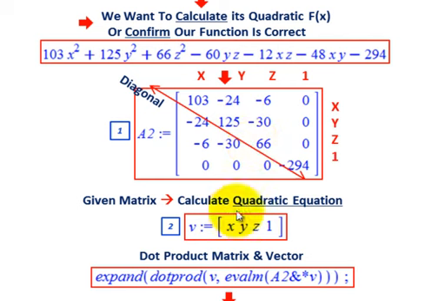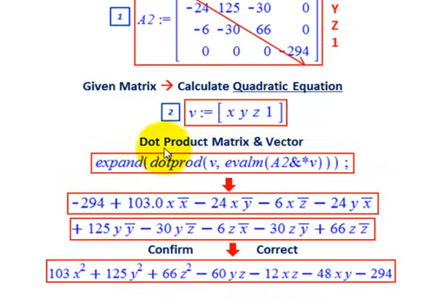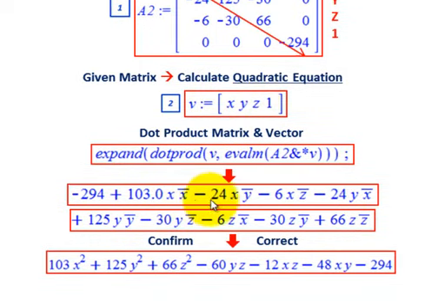So what you're going to do is, again, set up a vector represented by your columns or rows as x, y, and z, and also that one unit. Then you take the dot product of your quadratic matrix times this vector. So we take the dot product of the matrix and our vector, and we come up with the solution. Now, that is our quadratic function for that particular matrix.